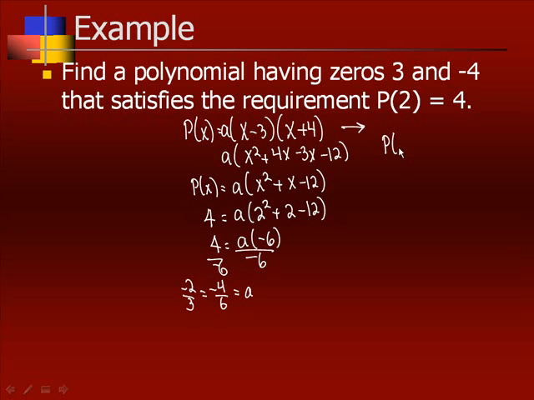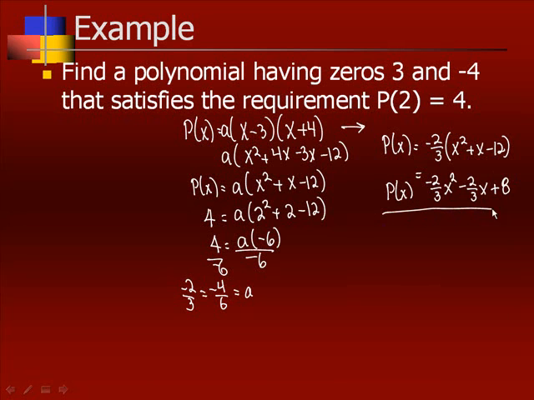So our function becomes p of x is equal to negative 2/3 times x squared plus x minus 12. Or if we wanted to go one step further, negative 2/3 x squared minus 2/3 x. And then we've got negative 2/3 times 12, which would give us a positive 8. So this would be our polynomial.